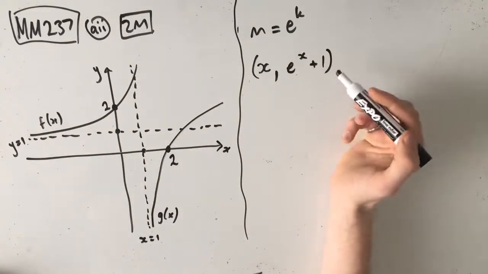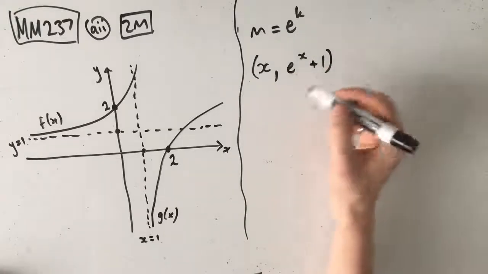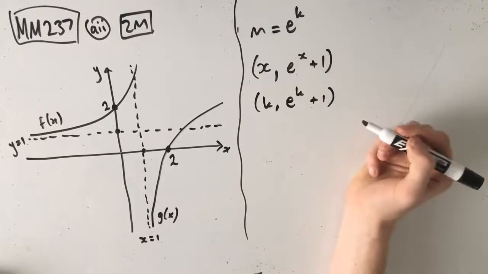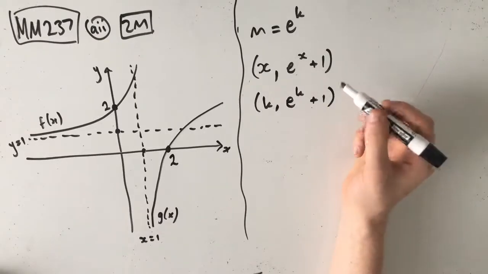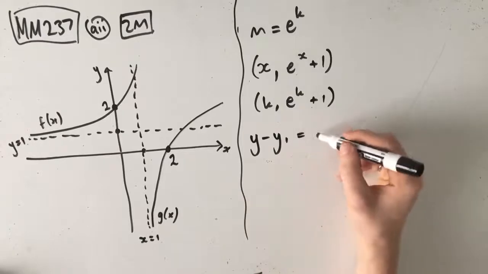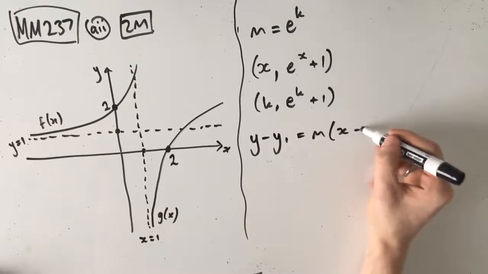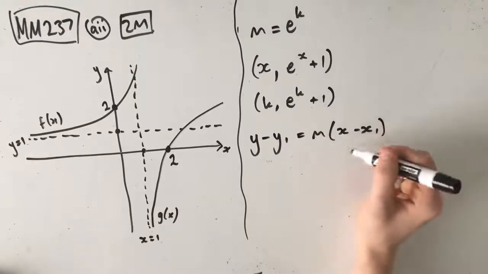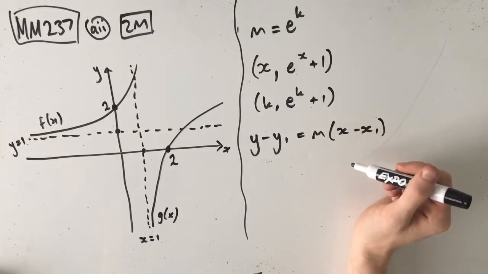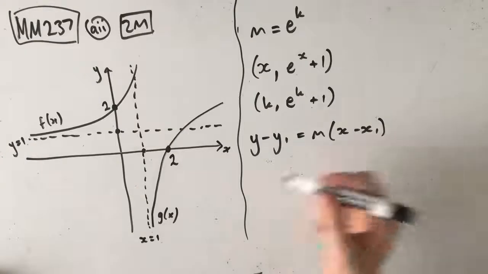But if we're looking for the tangent at x equals k, that means our point is going to be k, e to the power of k plus 1, right? Because our x value is k. So in order to work out our tangent, we have y take y1 equals m outside of x take x1. This is the equation you should always use when dealing with tangent equations. Just makes it really easy.